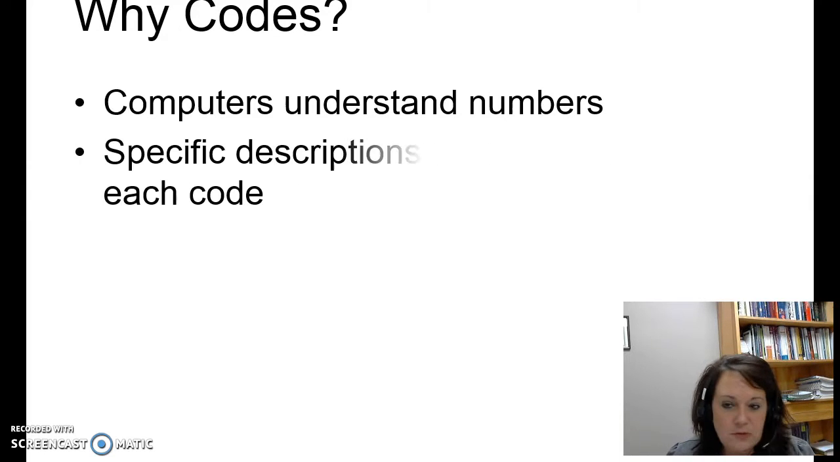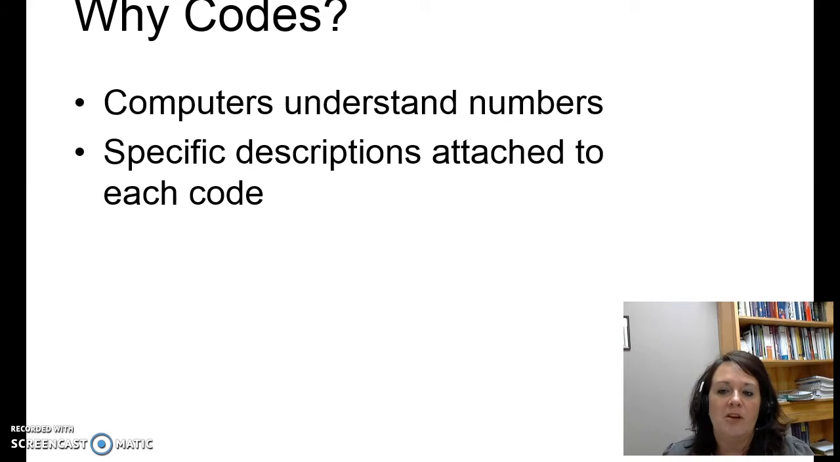Why do we even use codes? Computers understand numbers. It's so much easier to talk in code than it is to spit out the whole procedure description.